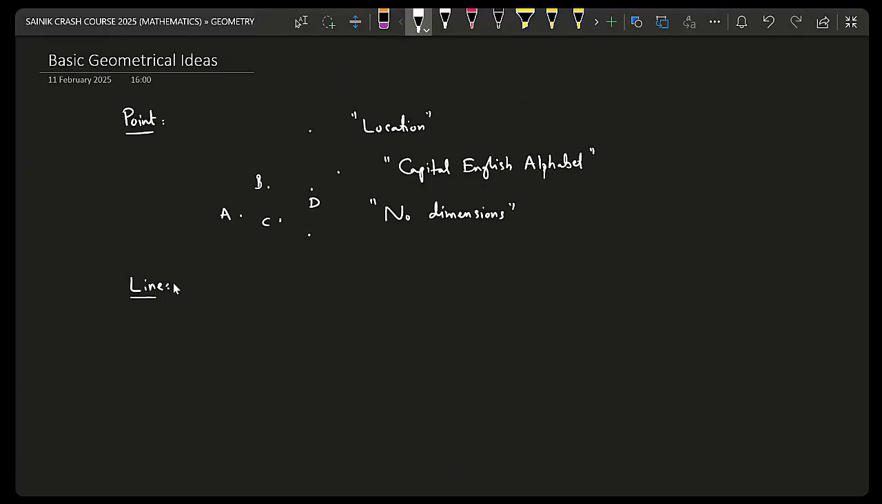So what is a line? A line is a straight thing extending in both directions. Actually, it is an undefined term in geometry, but we visualize it as a straight segment extending in both directions. There are two basic ideas associated with a line: its straightness, it should be straight, and extension, it should extend on both sides. If any one basic idea is missing, it cannot become a line. And next point is how to name a line. Naming of a line can be done in two different ways in geometry.